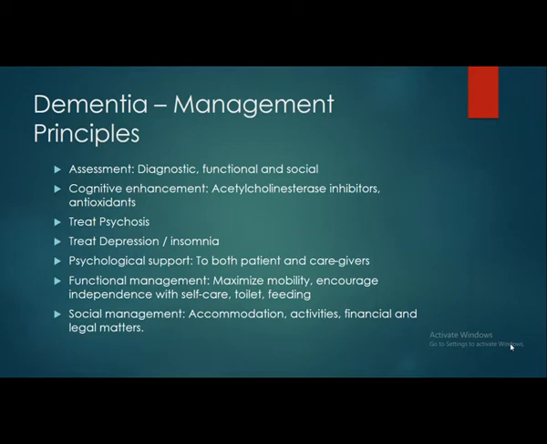Mostly the medicines used are acetylcholinesterase inhibitors, and antioxidants are also used, like vitamin E. Then, if there is psychosis, you need to treat it as per the guidelines for psychosis, usually the second generation antipsychotics. If there is depression, you will treat it as per the guidelines, usually with SSRIs, and if there is insomnia, that will be treated accordingly. Then comes psychological support to both the patient and the caregiver as well.